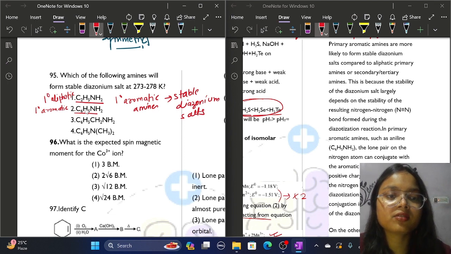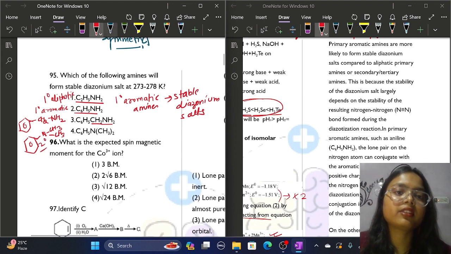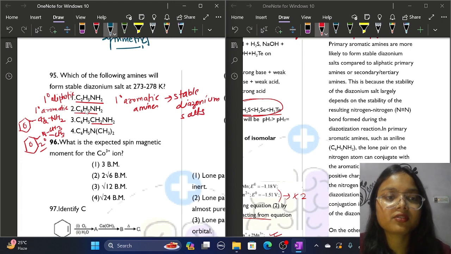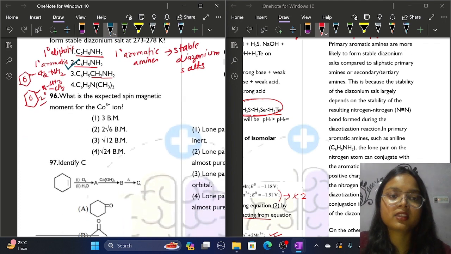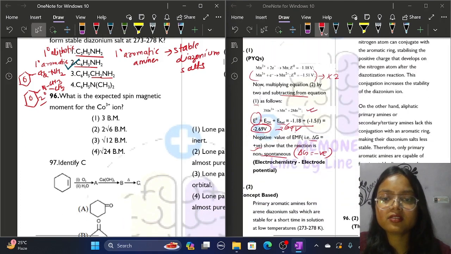Here it is also an aliphatic amine, because one benzene ring is given, then it is CH2, then NH2. So it is the aliphatic one, and here it is the secondary, which means it is a 2 degree aromatic amine. So among these, which is the 1 degree aromatic amine? Option 2. Option 2 is the correct option for this. So let's move on to the next question.